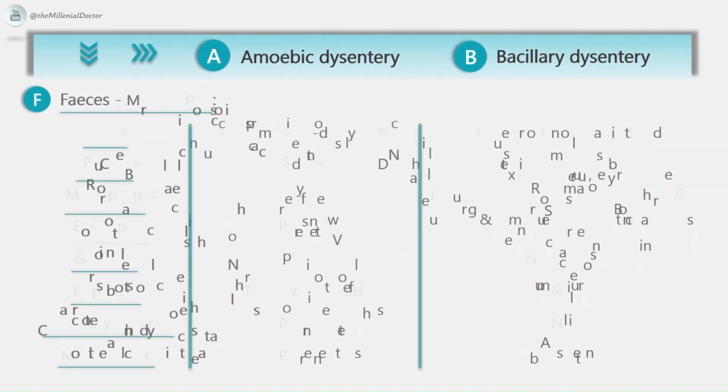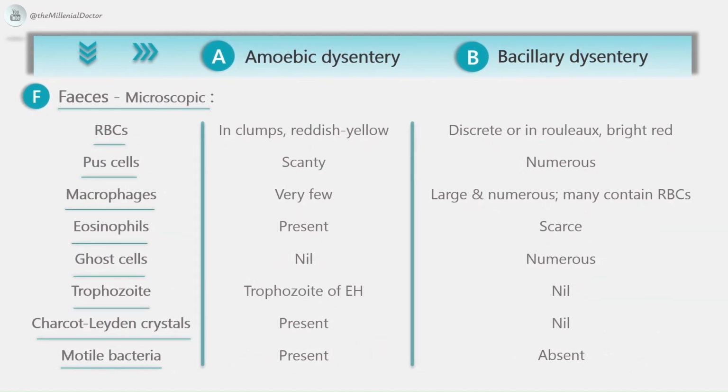Next, the microscopic appearance of feces. We see the presence of RBCs in amoebic dysentery, which are in clumps and reddish yellow in color, whereas in bacillary dysentery they are discrete or in rouleaux formation with bright red color. Pus cells are scanty in amoebic dysentery, whereas they are numerous in bacillary dysentery. Macrophages are very few in amoebic dysentery, whereas they are large and numerous, containing RBCs, in bacillary dysentery.